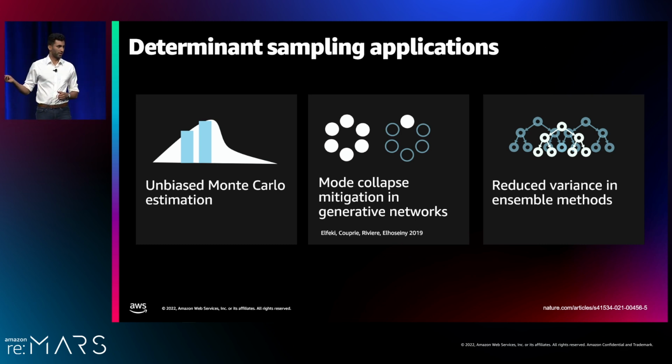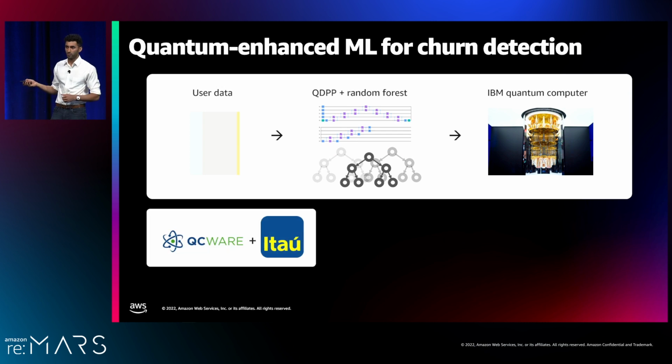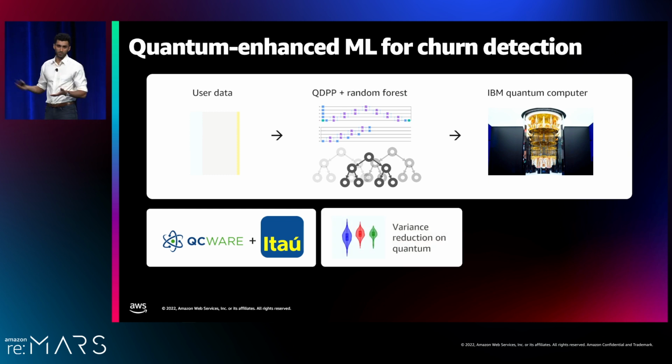This last one we wanted to check out, so we partnered up with Itaú, which is a large South American bank. They had a case that was trying to predict how likely somebody is to leave their bank. And internally, they were using a random forest model. So we worked with their team to enhance the random forest model with this determinantal sampling. And we ran this on an IBM quantum computer. Now, you saw we could not run large parts of this data set on the IBM quantum computer. But we did do some tests, and we saw that, in fact, the variance was reduced for every tree that we trained on from a determinant sample.